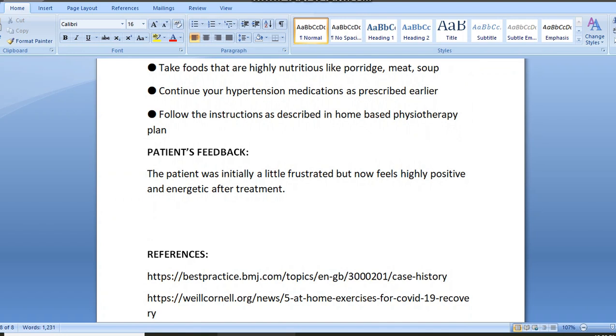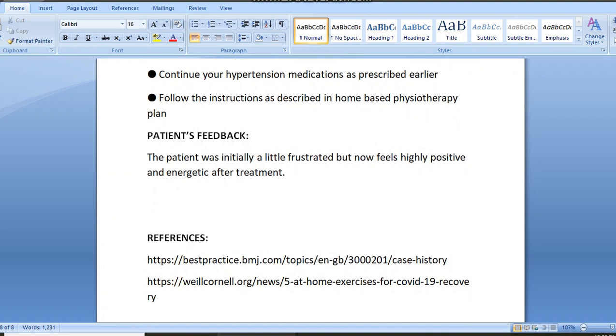Patient's feedback. The patient was initially a little frustrated but now feels highly positive and energetic after treatment. And here are the references.